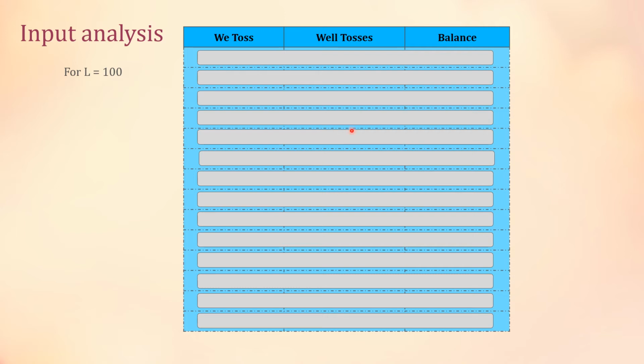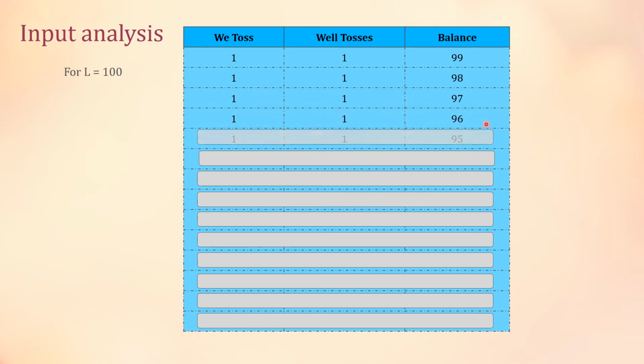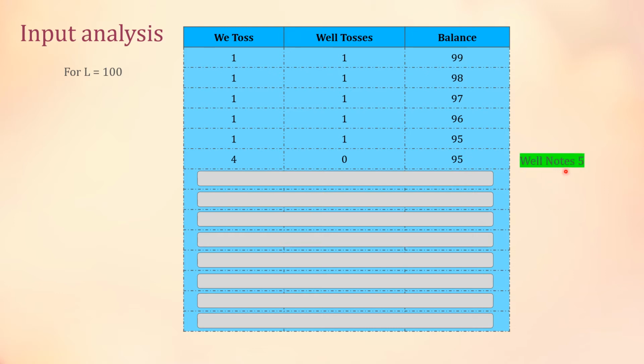For L is equal to 100, again we create the same table: tossing coins, well tossing lilies, and the balance. First we use one coin, the well tosses one lily and balance is 99, and again we repeat this 5 times. I'm trying to show the optimal solution only. After 5 times you toss 4 coins, then the well doesn't toss any lilies, that's why the balance remains the same. 95 minus 0 is equal to 95. But it notes down the number 5.